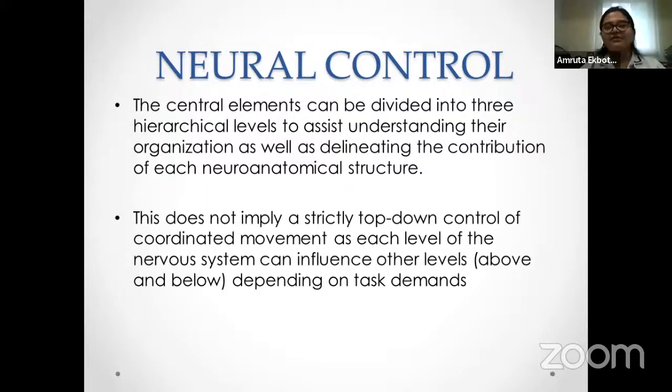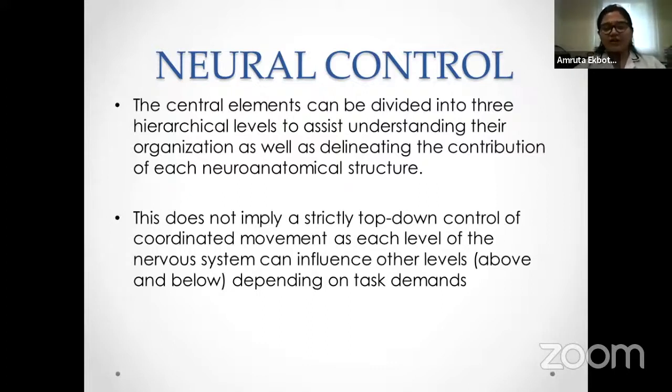So the central elements are divided into three hierarchical levels. Before moving on to this, I would like to just revise a little. The nervous system is divided into a peripheral system and a central system. The central system consists of your brain and spinal cord, right? And the peripheral system will consist of your receptors, spinal nerves, and peripheral nerves, right?